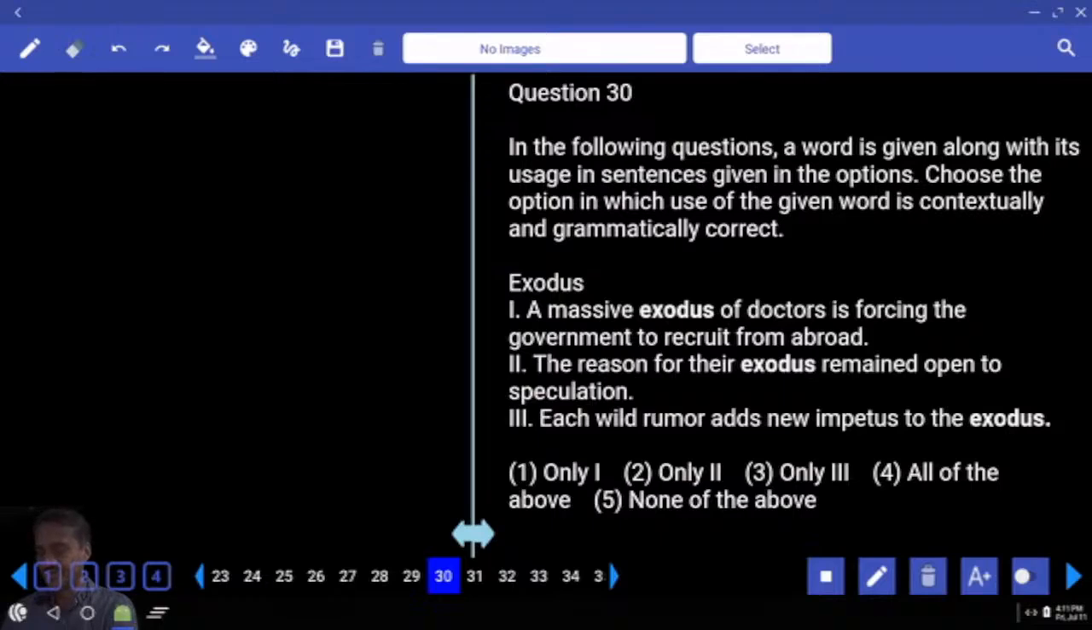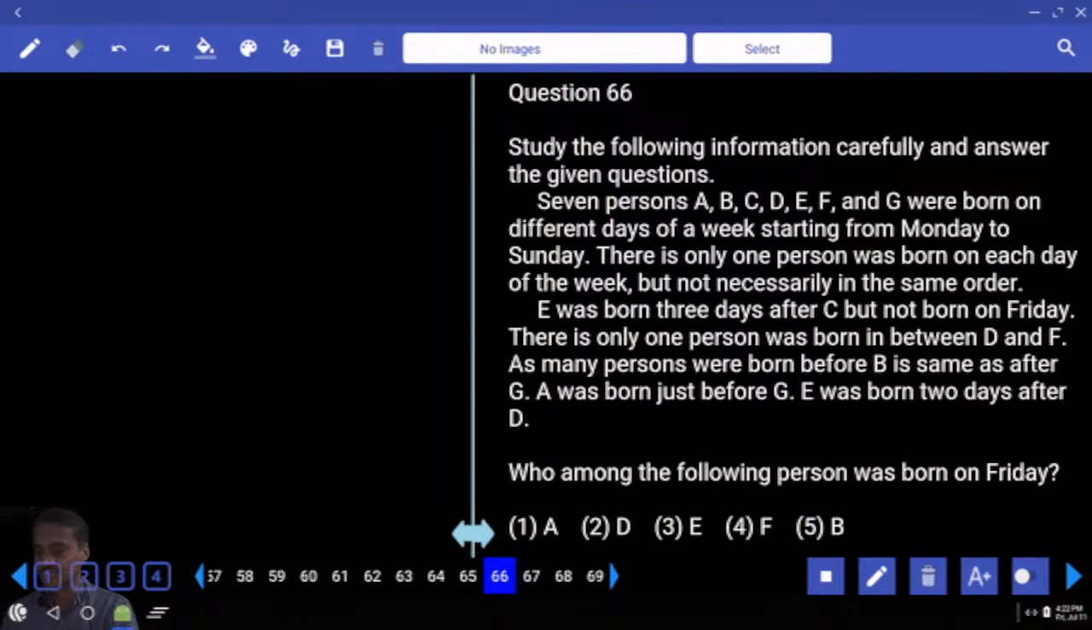Now, paper number 25. Question numbers 66 to 100 come under the reasoning section. Question number 66. Now, first or second priority? First priority, 66 to 70.